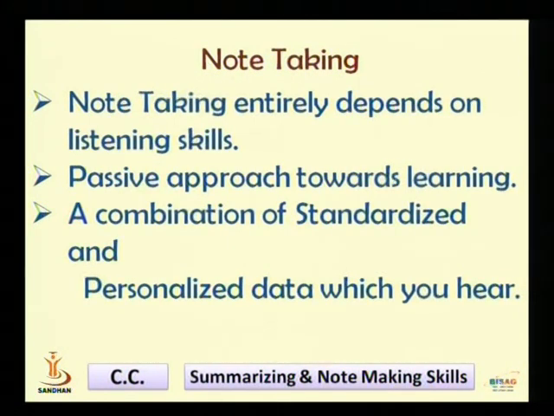Now, when I say listening skills, what do we understand by that? That when you are taking notes, you take notes while you listen to someone. See, a speaker is saying something, you listen to it and you take notes. So it is that, but in detail you can say noting down without analyzing the received information. So that is the basic difference that note taking will have from note making.